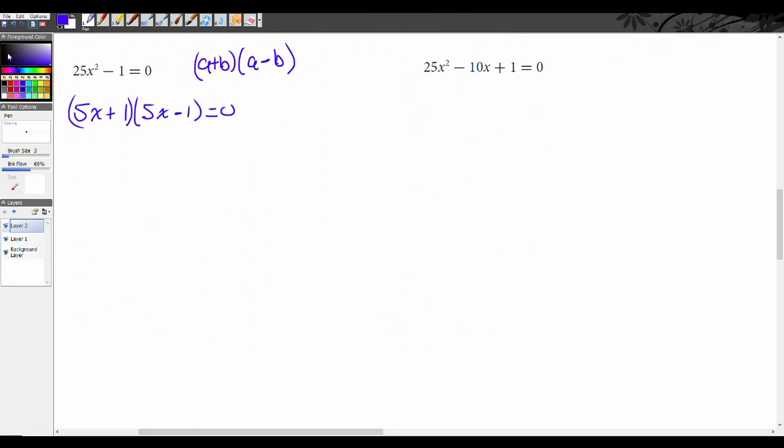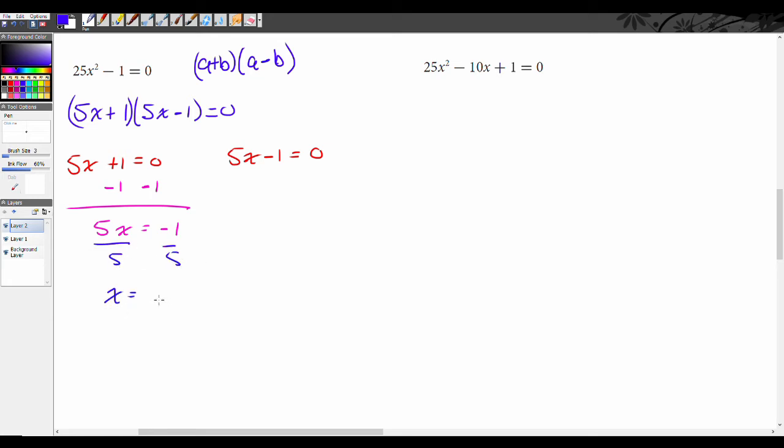Okay, so now in this case, we do have two different binomials because one is plus 1 and the other one is minus 1. So we have now two equations to work out. So we have 5x plus 1 equals 0, and we have 5x minus 1 equals 0. All right, so then here, I'm going to subtract 1 from both sides, and I get 5x equals negative 1. And then when I divide both sides by 5, I get x equals negative 1/5.